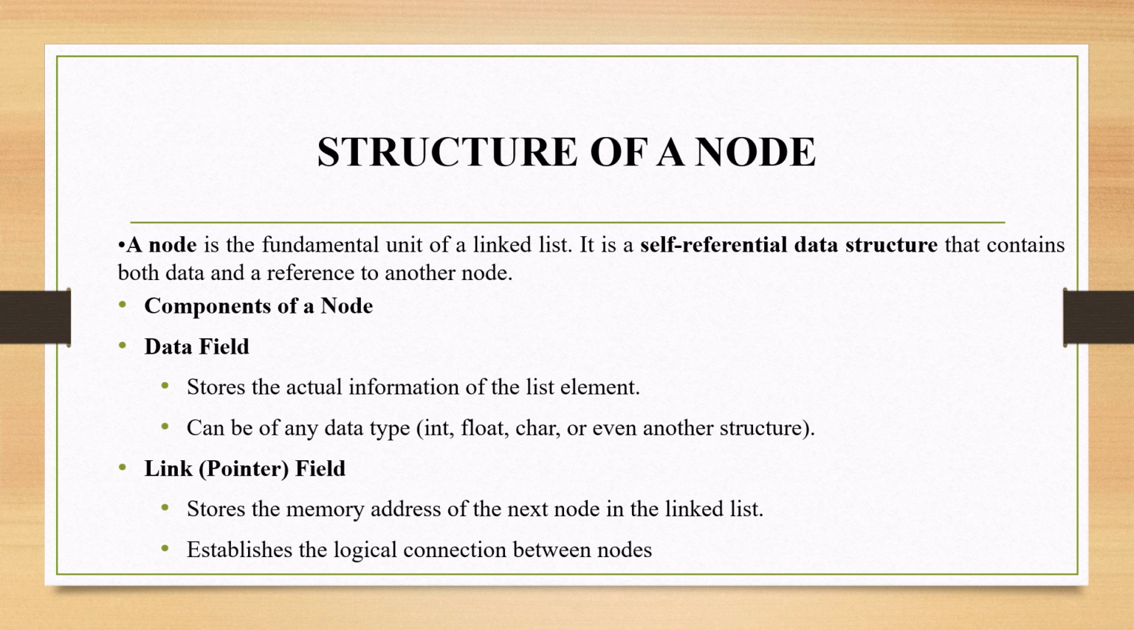Initially, we see about the structure of a node. A node is a fundamental unit of a linked list. It is a self-referential data structure that contains both data and a reference to another node. So what are the components of a node? Data field and link field.